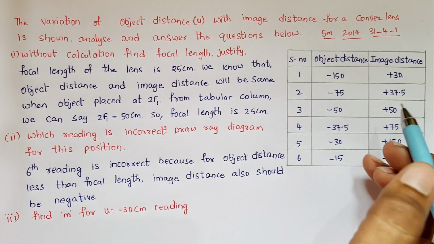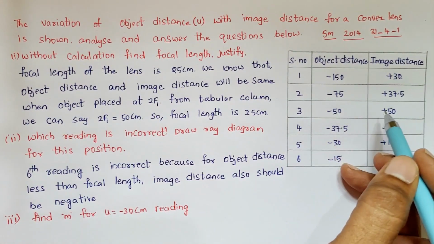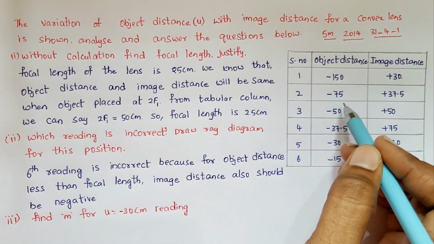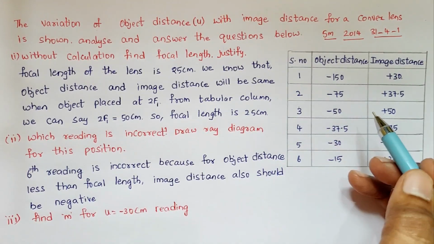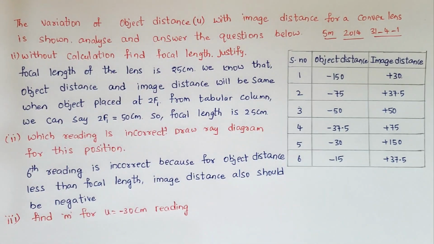So remember that when object distance becomes equal to image distance, then the object is placed at 2f1. So 2f1 is equal to 50 centimeters. So f1 will be equal to 25 centimeters. That is what we wrote here. Focal length of lens is 25 centimeters. We know that object distance and image distance will be the same when the object is placed at 2f1. So from the tabular column we can say 2f1 is equal to 50 centimeters. So the focal length is 25 centimeters.